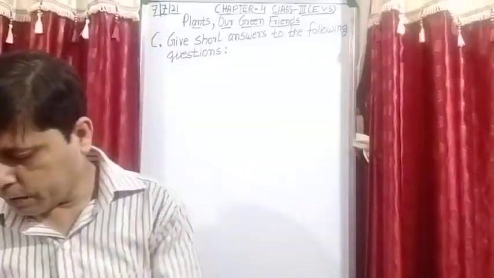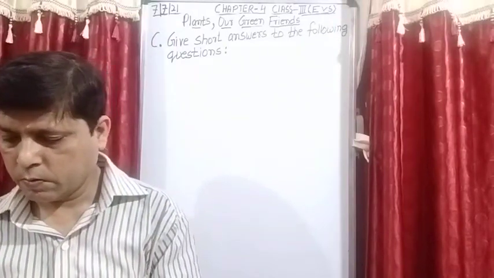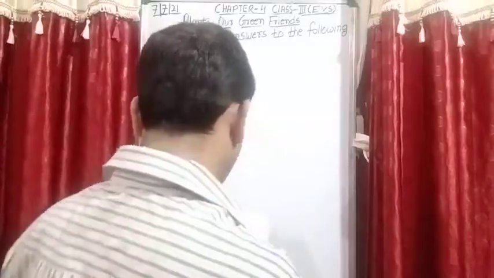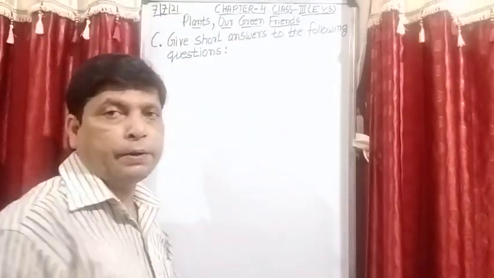Now question number 3. Why are green leaves called the kitchen of the plant?